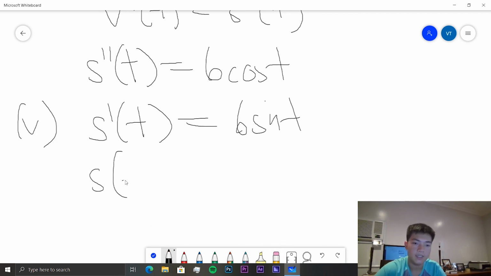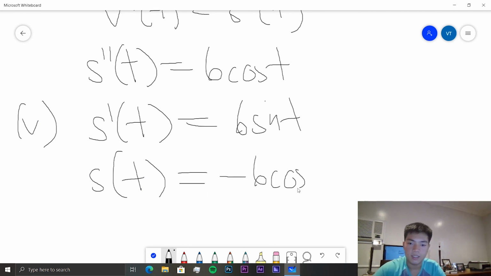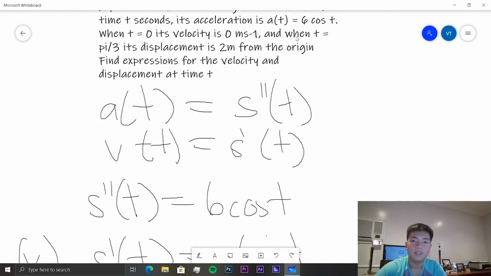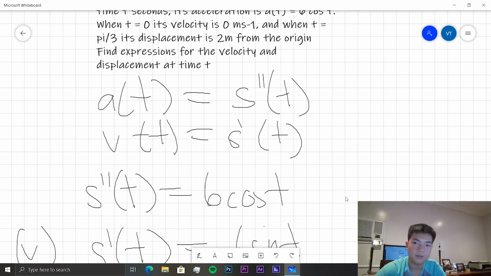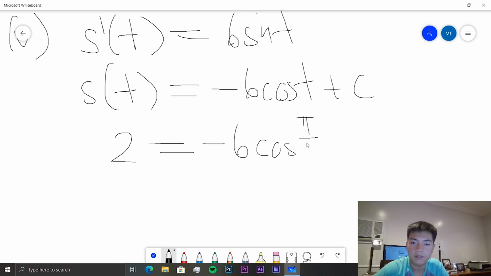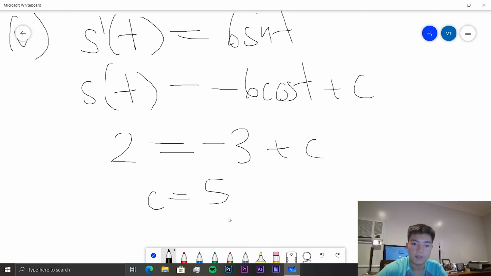Now let's integrate this again to get the displacement function, which is negative 6 cosine t plus c. And we're given that when t is pi over 3, the displacement is 2 meters from the origin. So 2 should equal negative 6 cosine pi over 3. And the cosine of pi over 3 is equal to 1/2. So this is equal to negative 3 plus c, so c equals 5. So the displacement function should be negative 6 cosine t plus 5. So yeah.